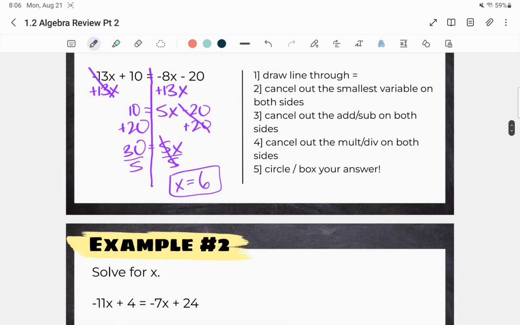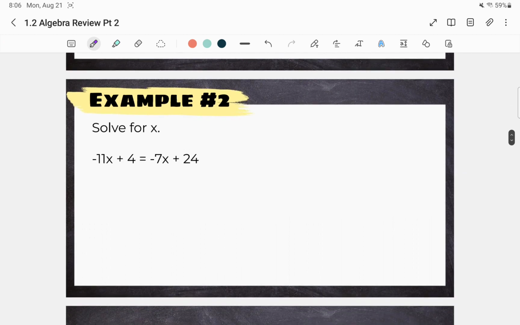So let's look at example number 2. We're going to solve for x again. Negative 11x plus 4 equals negative 7x plus 24. So first step, draw my line. I'm going to pick the smaller variable, which is negative 11x, or you could pick negative 7x if you want. You're just going to have to deal with more negatives, and if I choose the smaller one, I'm going to have more positives. So I'm going to go ahead and cancel that out.